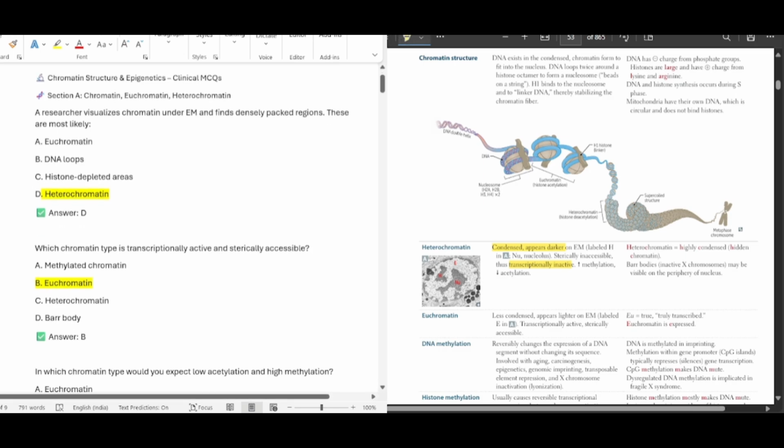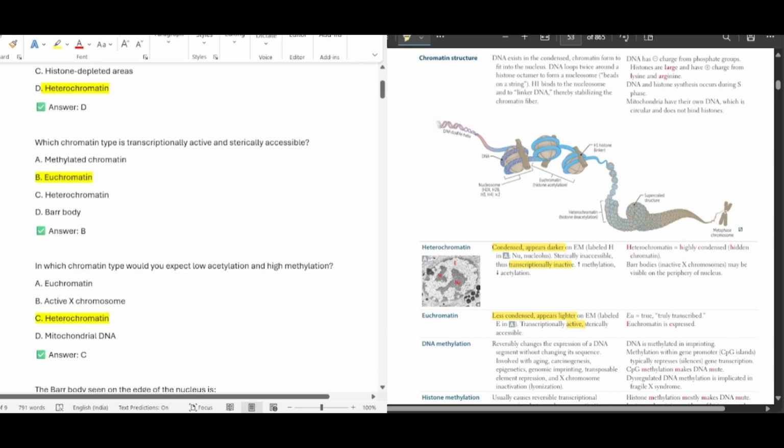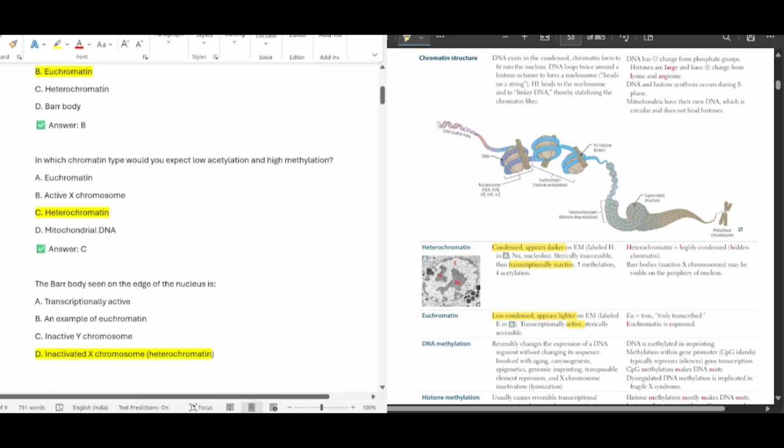Moving on to the next question: which chromatin type is transcriptionally active and sterically accessible? Euchromatin, which is less condensed and lighter, and hence more transcriptionally active. In which chromatin type would you expect low acetylation and high methylation? Low acetylation means low activation, so it will mostly be heterochromatin, which is inactive.